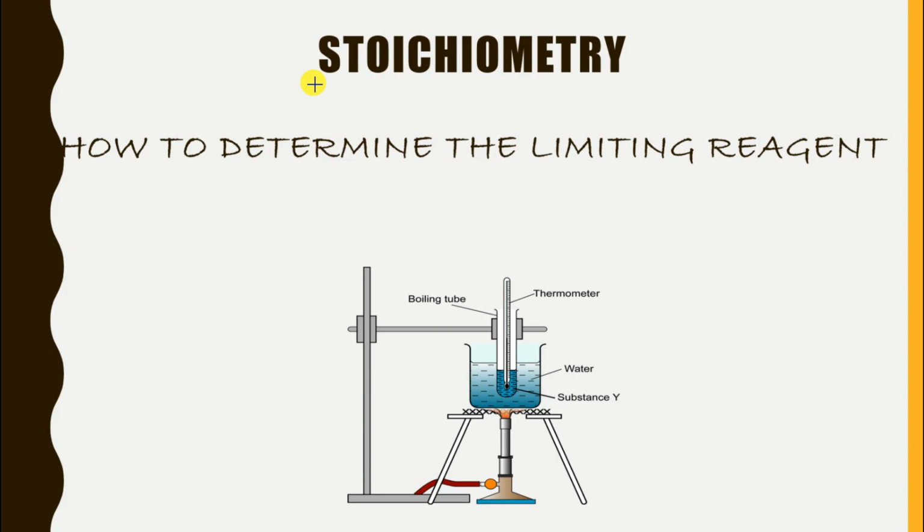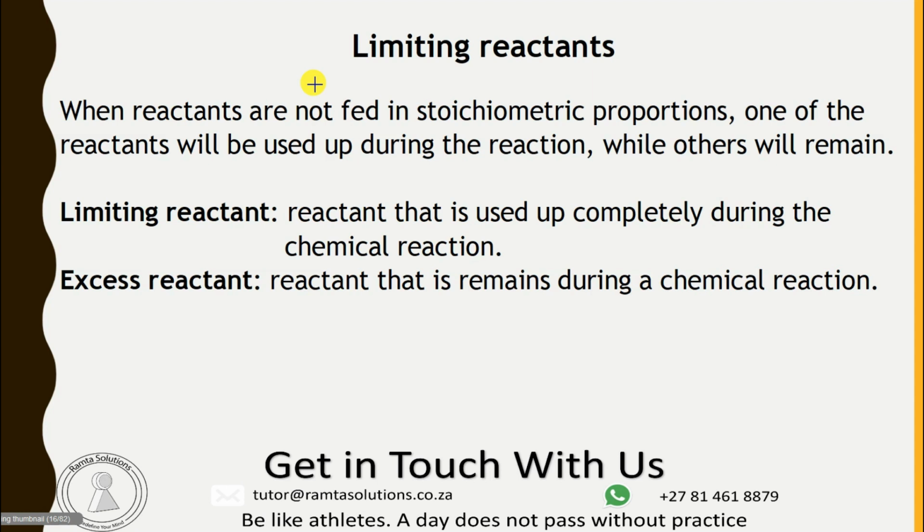Today we are going to look at how to determine the limiting reagent. So we are saying limiting reagents or limiting reactants. When reactants are not fed in stoichiometric proportions, one of the reactants will be used up during the reaction and others will remain.